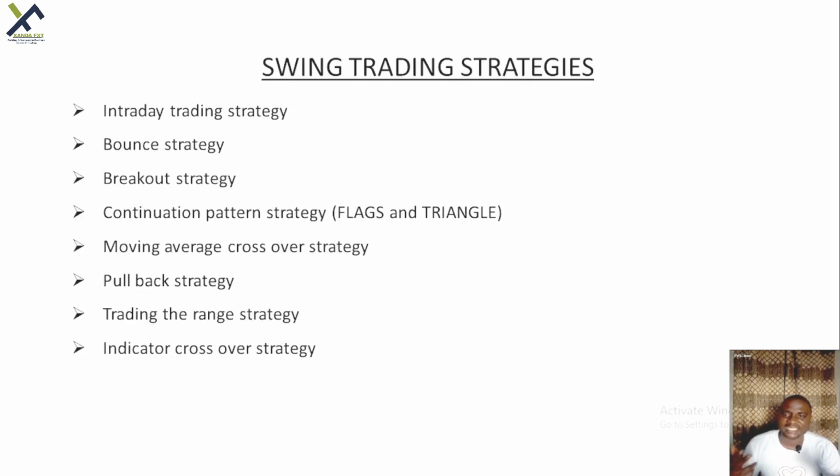Number 1, we have the intraday strategy. Number 2, we have the bounce strategy. Number 3, we have the breakout strategy. Number 4, we have the continuation pattern strategy. Under the continuation pattern strategy, we have the flags and we have the triangle. Number 5, we have the moving average crossover strategies. Number 6, we have the pullback strategy. Number 7, we have trading the range strategy. And number 8, the last, we have indicator crossover strategies. These are 8 different strategies that swing traders use in making their entry and exit decisions. So in this video, we're going to be looking at how to apply them while trading.